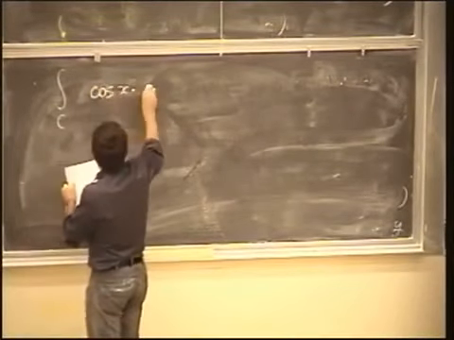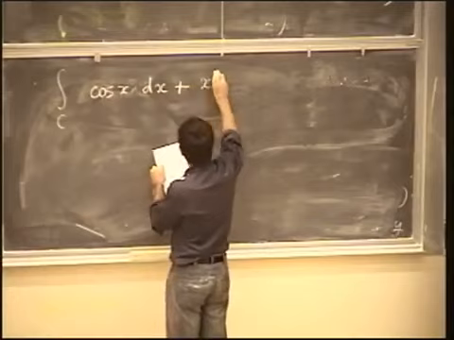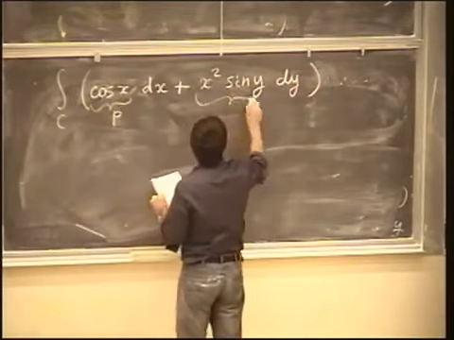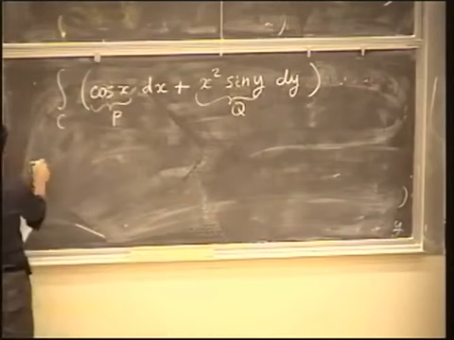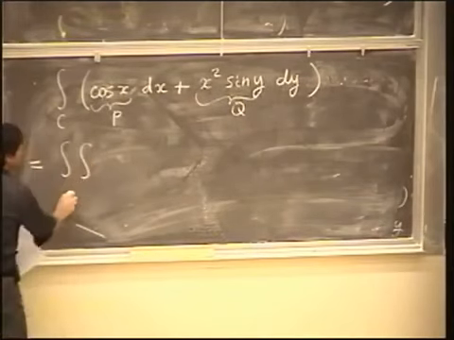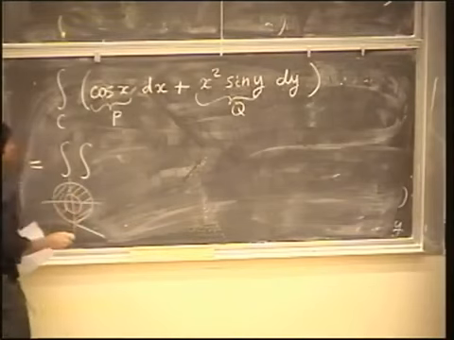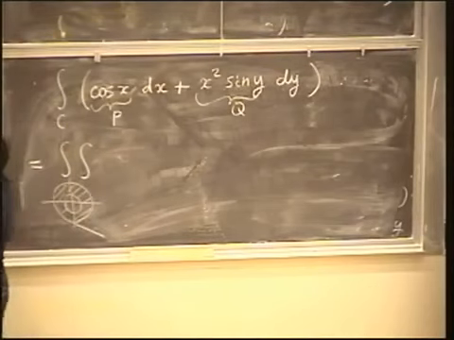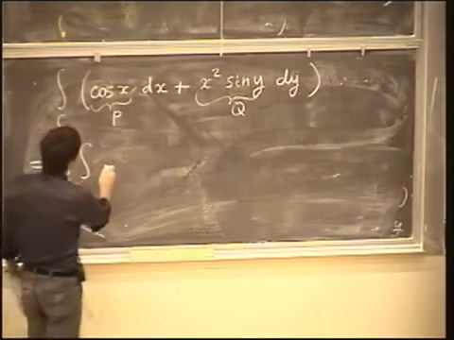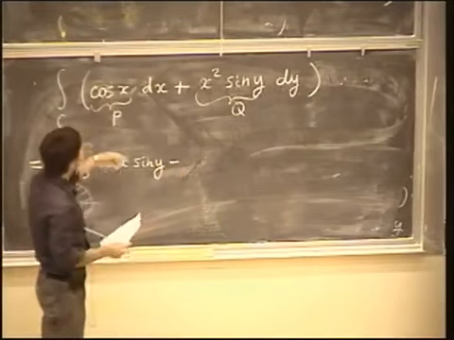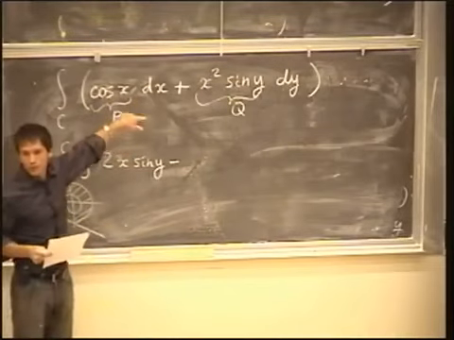You have cosine x dx plus x squared sine y dy. So this is P and this is Q. Right? So we use Green's theorem, and Green's theorem tells us that this is going to be an integral over this annulus of dQ/dx minus dP/dy, which is 2x sine y minus dP/dy. So again, I chose the function to be such that actually this disappears to make it easier.